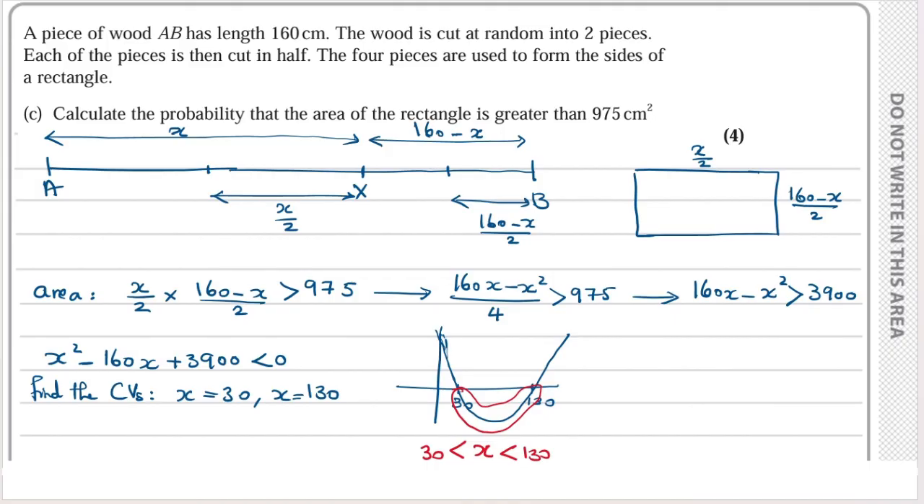So then the probability of x being between 30 and 130, which is the probability of the area of the rectangle being greater than 975, is going to be 130 take away 30 over 160, which is equal to 5/8.